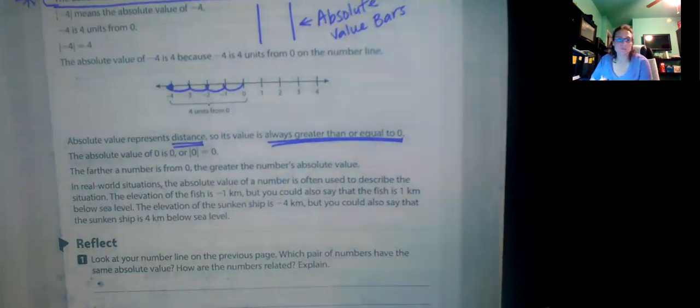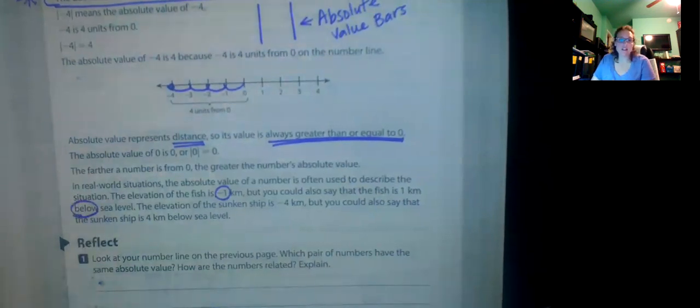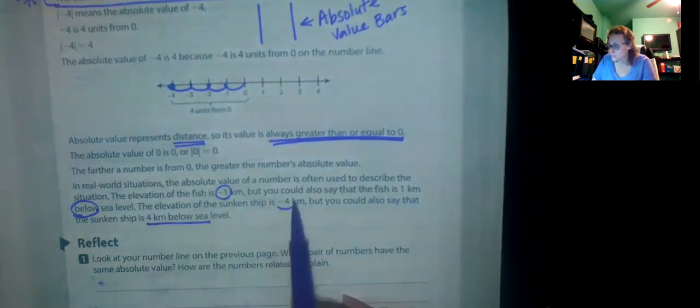It's very large. In real world situations, the absolute value of a number is often used to describe the situation. The elevation of the fish on the previous page was -1 kilometers. But you could also say that the fish is 1 kilometer below sea level. So remember that negative tells us below. The elevation of the sunken ship is -4 kilometers. But you could say that the sunken ship is 4 kilometers below sea level, right?